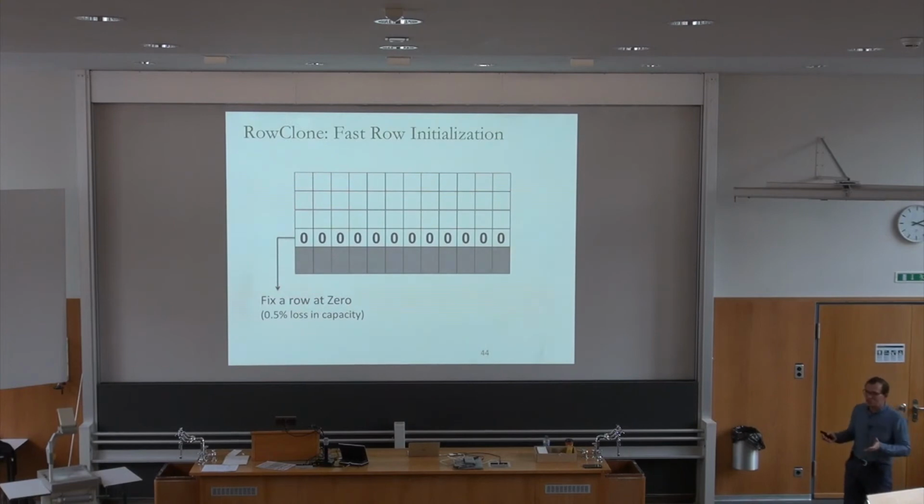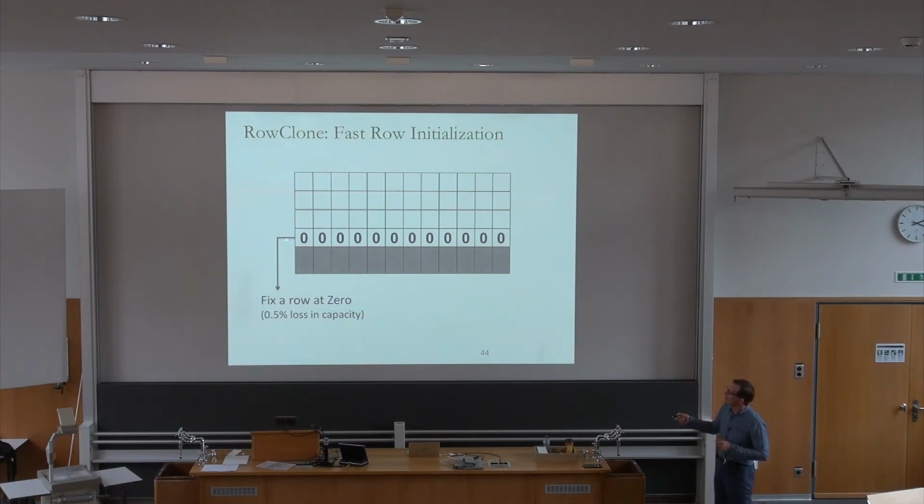Okay, so how about the initialization? I already said that row initialization is a very special case of copy. You can basically fix a row at 0. Let's assume that you're initializing a huge amount of data, a 1 terabyte database, an entire memory. This actually consumes a lot of time when you do it.